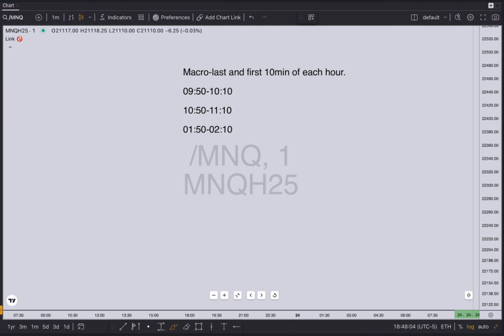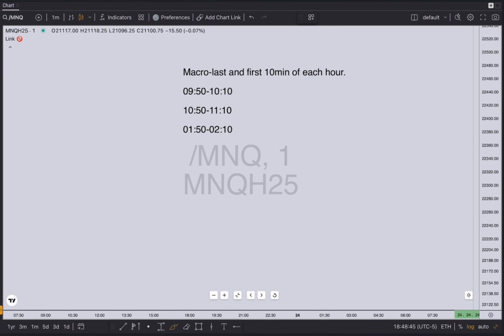So a macro is basically the ending and the first 10 minutes of each hour. Each hour of a day, the last 10 minutes and the first 10 minutes of each hour. So from 3:50 a.m. to 4:10 a.m., 6:50 a.m. to 7:10 a.m. Every ending and beginning, last 10 minutes and first 10 minutes of each hour, is considered a macro, but not every macro has the same effect as the other.